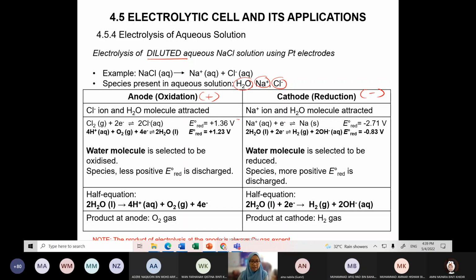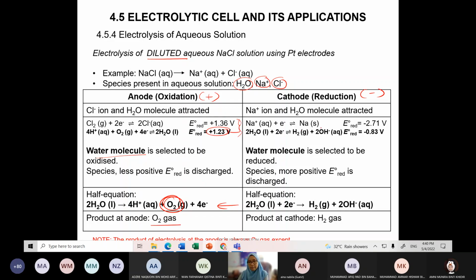Oxidation needs the more negative value. The more negative, or the less positive, the value, the one that will be discharged. So water will be discharged, based on the value. Since this is at the anode, the oxidation process, it will produce oxygen. So this is the equation that you should be writing. The product is still oxygen gas, because we compare.